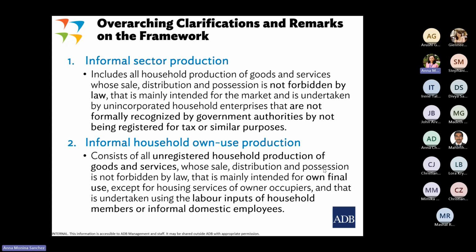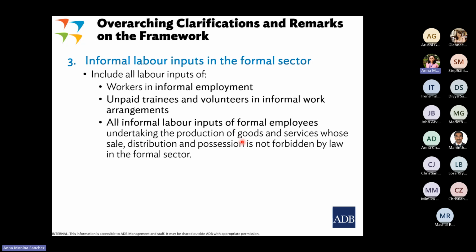Okay, so the difference between the two would be to whom the production is offered. The first one is for the market and the second one is for themselves, for own use. But the similarities hold that they are both household production. Both groups are unregistered, that's why they are informal, and both are not forbidden by law. So both are still, of course, legal transactions or legal forms of production.